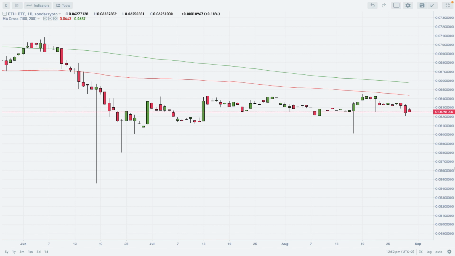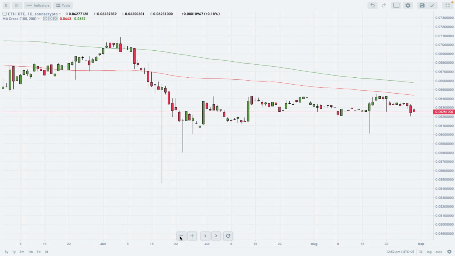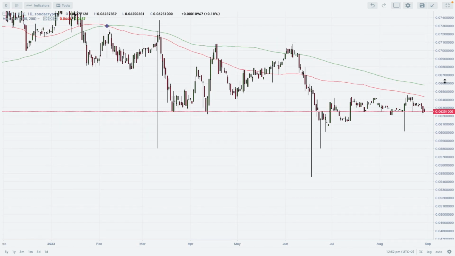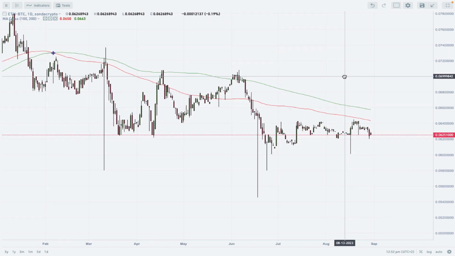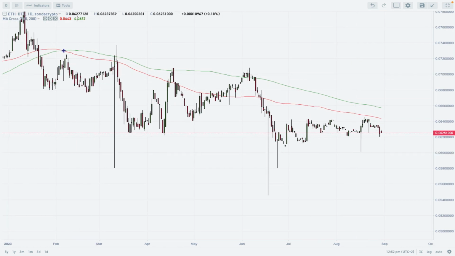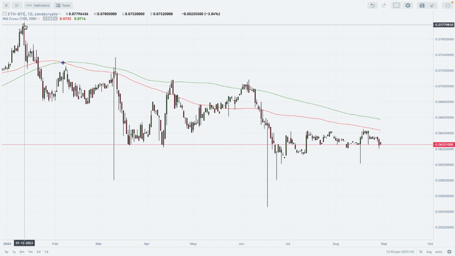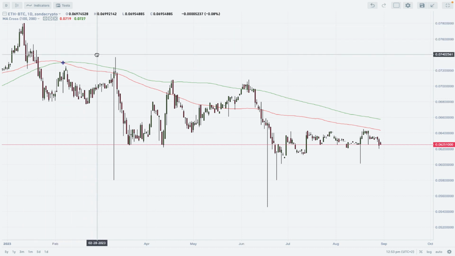Let's take a look at the daily time frame chart to see what is going on in this market. So what we have here is the daily time frame chart. I have the 100 and 200 moving averages, and you can see that this is the recent year, or even the current year. From that high which was made at the beginning of this year, roughly around the level of 0.77, we just keep going lower.